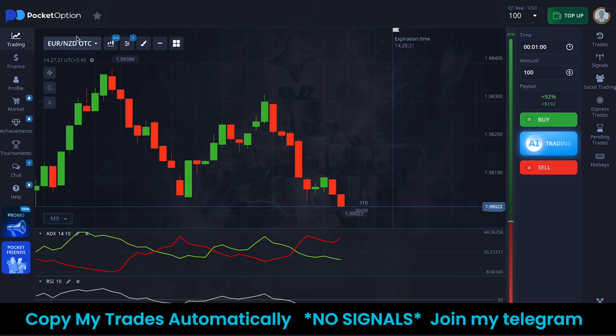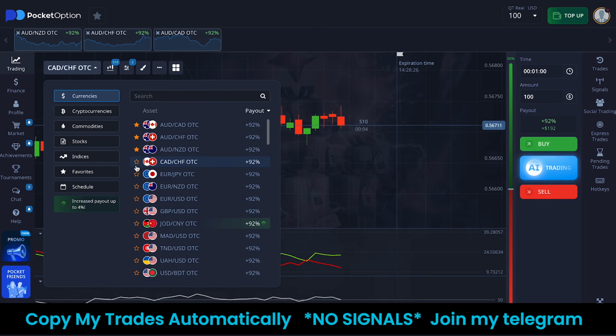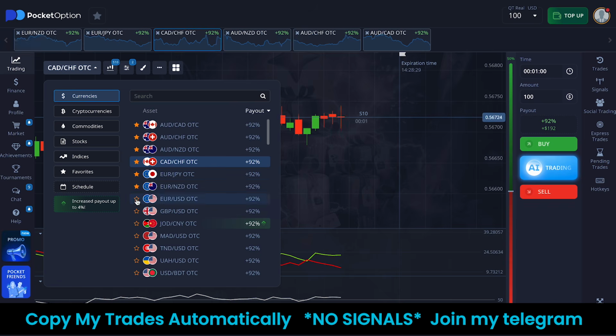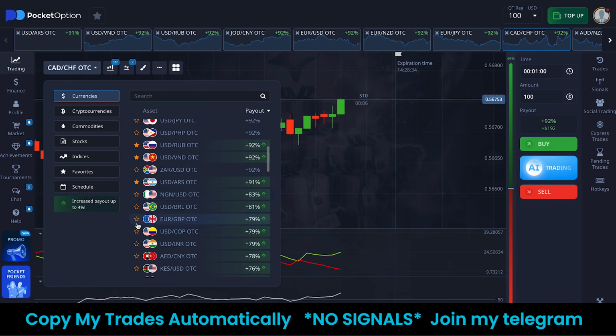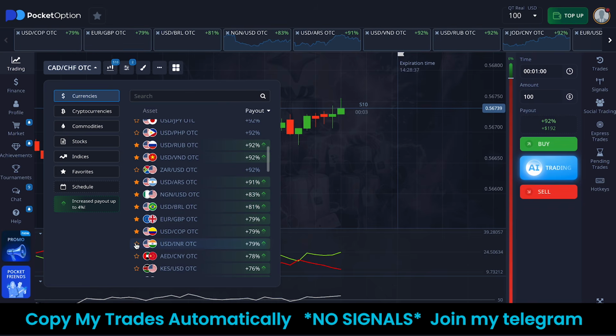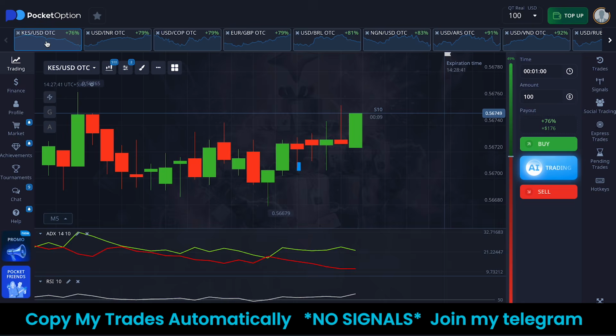Now let's choose the best currency pair with more than 80% return, and today it's Sunday, so there are no real currencies, so we are trading on OTC currency only today. This strategy will work on both real currency and OTC currency, so you don't need to worry about it. Okay, now let's find the perfect timing to open our position.